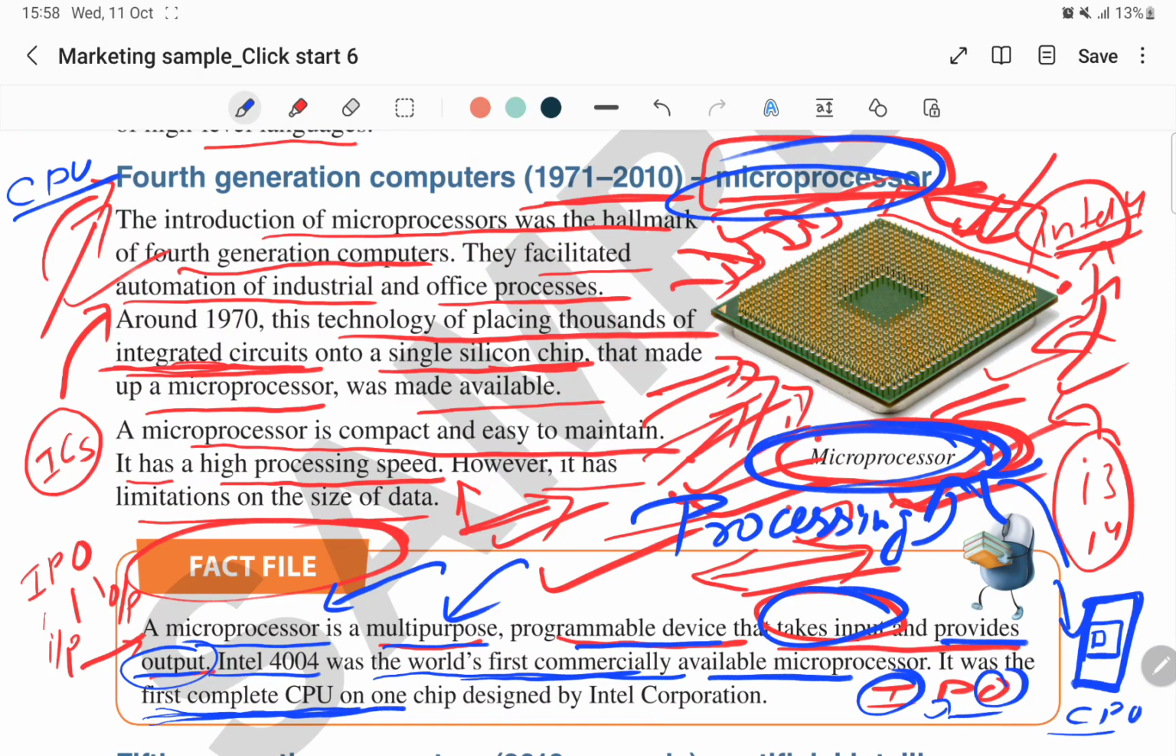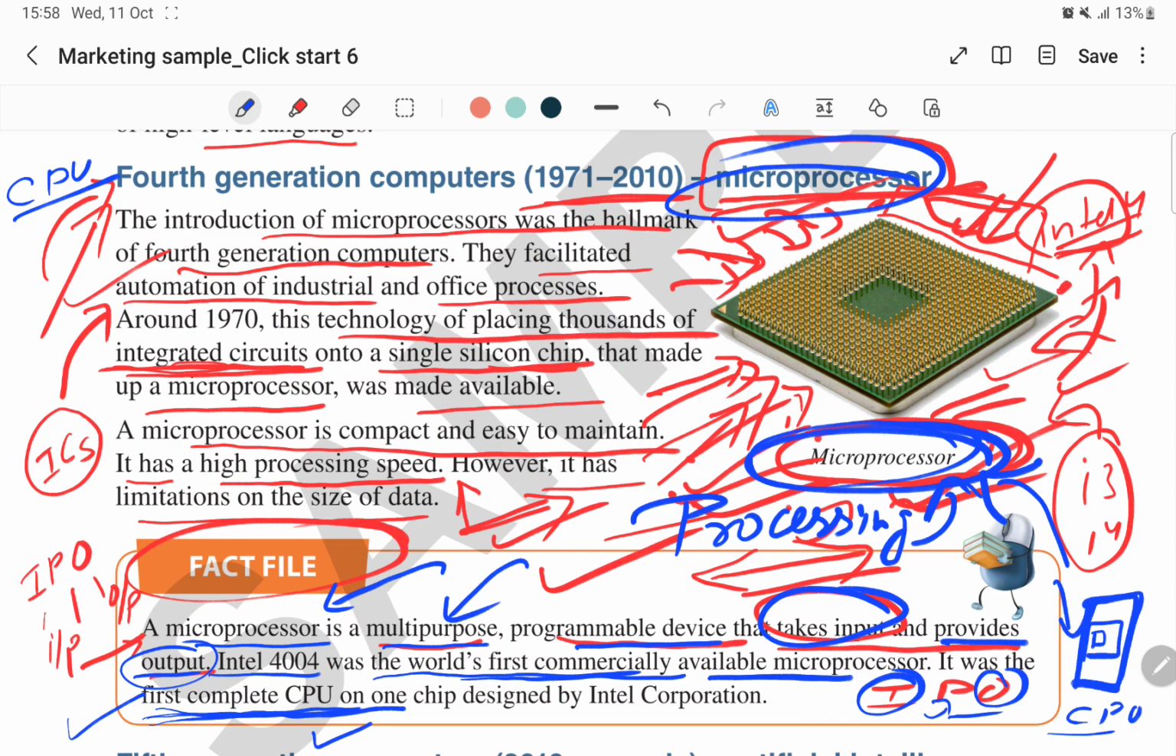Why a complete CPU? Because earlier, without the invention of the microprocessor, the CPU was incomplete. So when the microprocessor was invented, the Intel 4004, the world's first commercially available microprocessor, it was placed on the motherboard, and that motherboard was fixed inside the CPU, that square or rectangular box, and then our CPU could say, now I am complete.